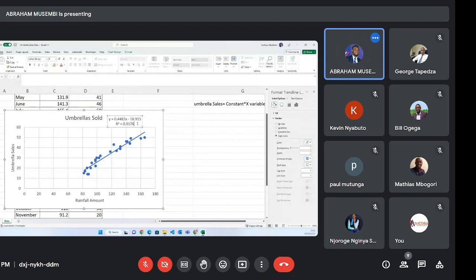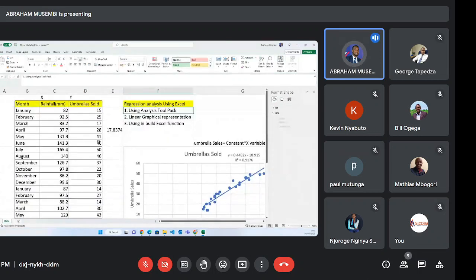Okay, if no question, go to the second now, using analysis toolpack. Okay, I want us now to use the analysis toolpack.